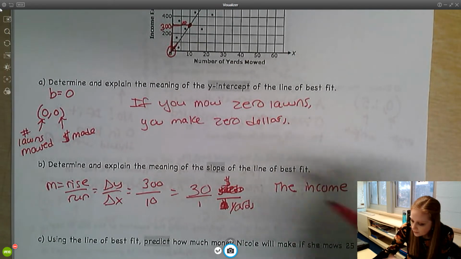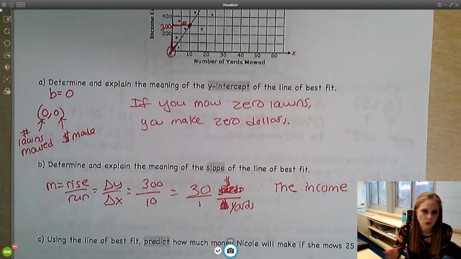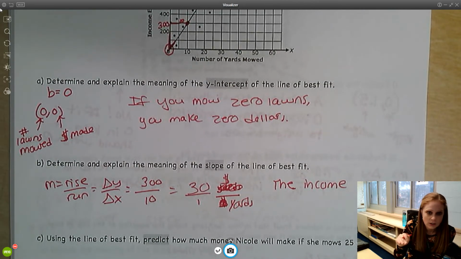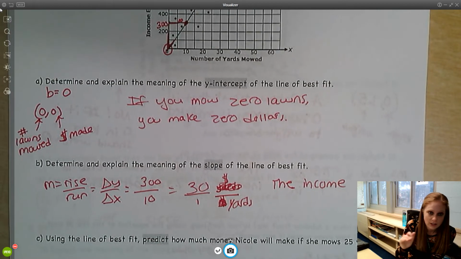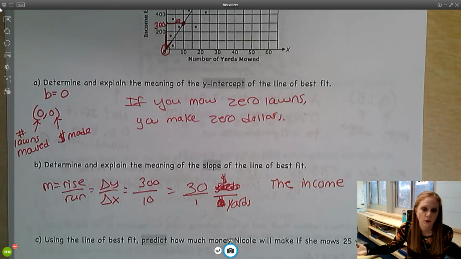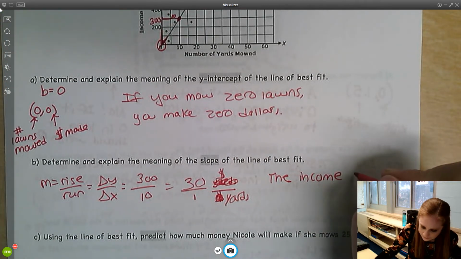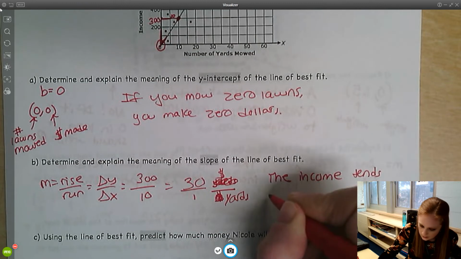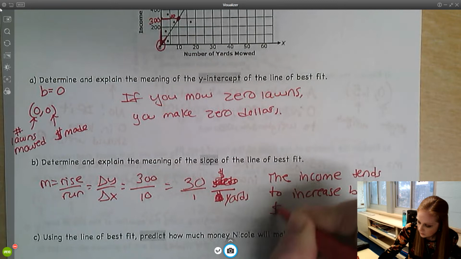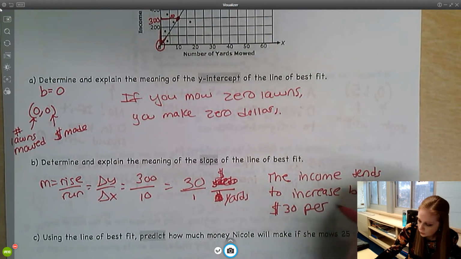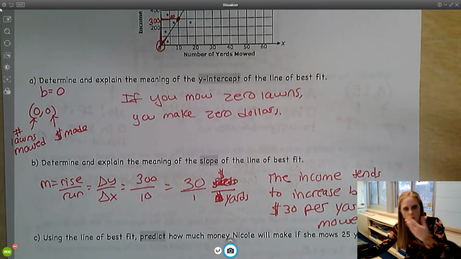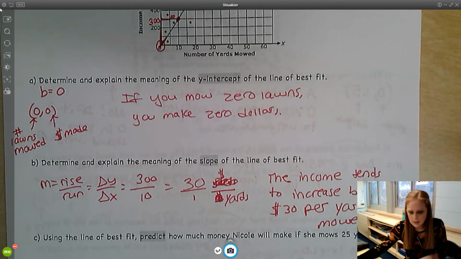Okay, so again, it's change in y over change in x, so it's 300 over 10. 300 is the dollars for 10 yards that you mow. So $300 for every 10 lawns that you mow. 300 over 10 simplifies to 30, so $30 per yard. So the income tends to increase by $30 per yard that you mowed. So you do another yard, another lawn, whatever, you get another $30, that'd be 60, and so on.